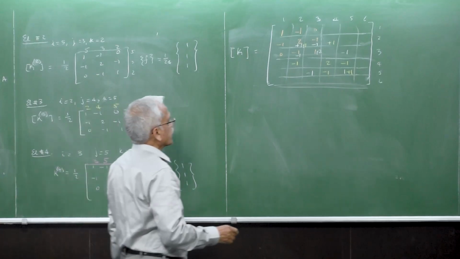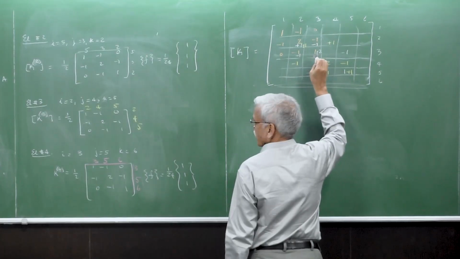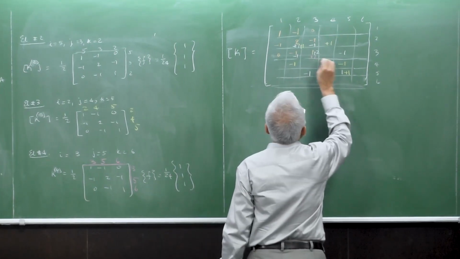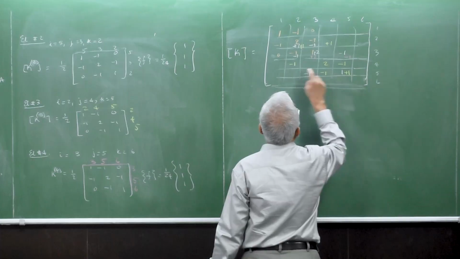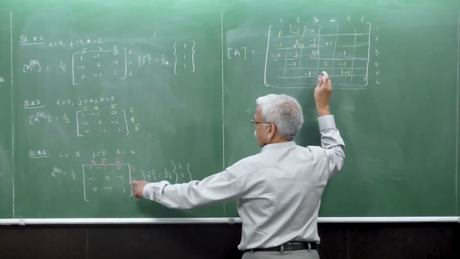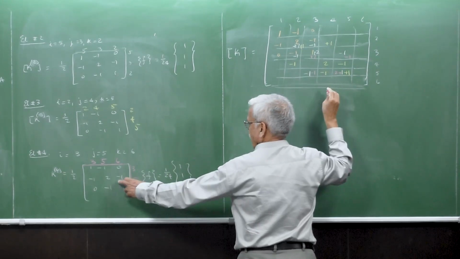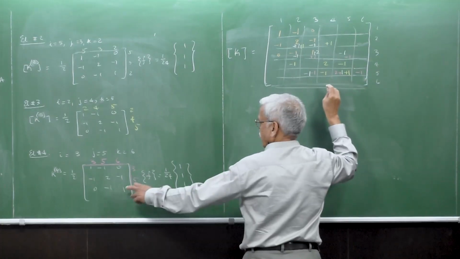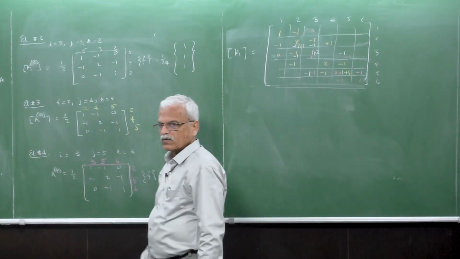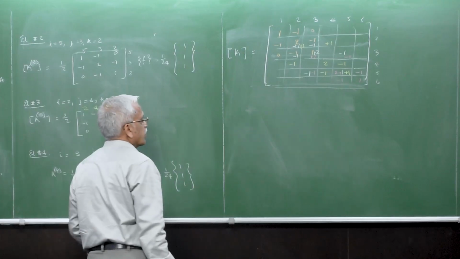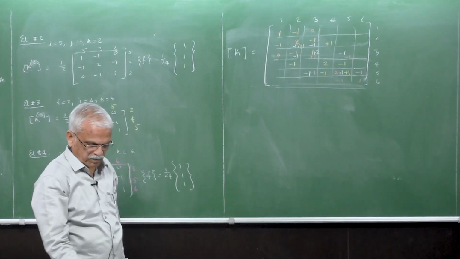Okay, and then finally you have 3, 5, 6 here. In the 3, 5, 6 you have 3, 3 as 1 here, and 3, 5 is minus 1, and then 5, 3 is minus 1, and 5, 5 is 2, and 5, 6 is minus 1. Then you have 6, 5 is minus 1, and 6, 6 is 1. So like this, all the elemental matrices are substituted into the system matrices.